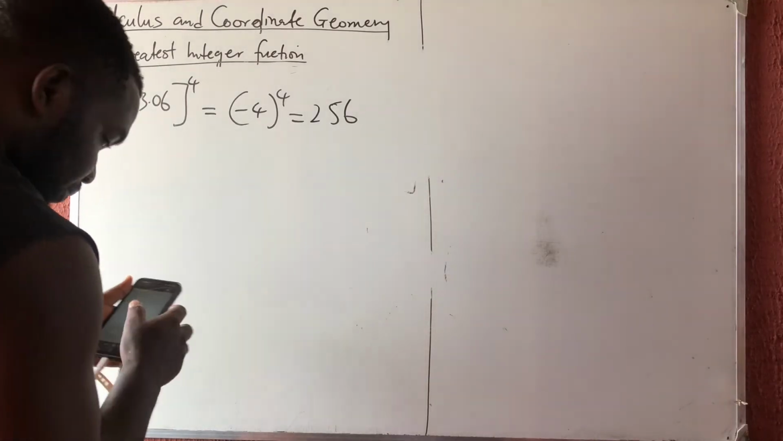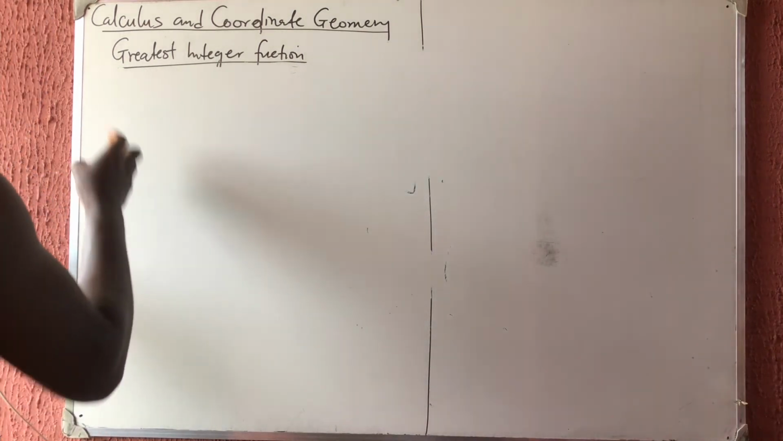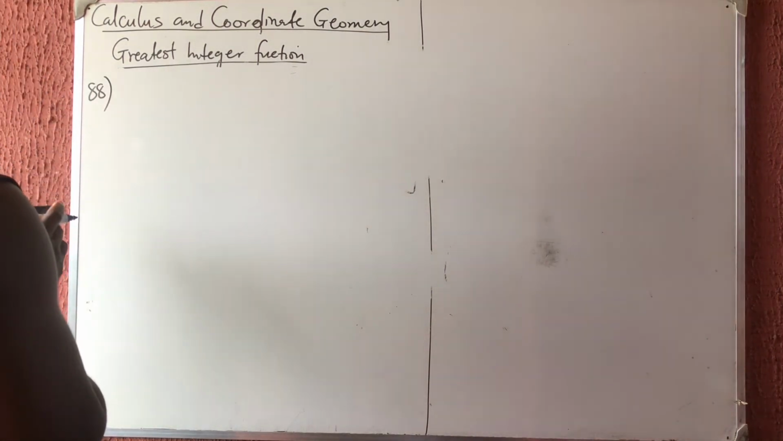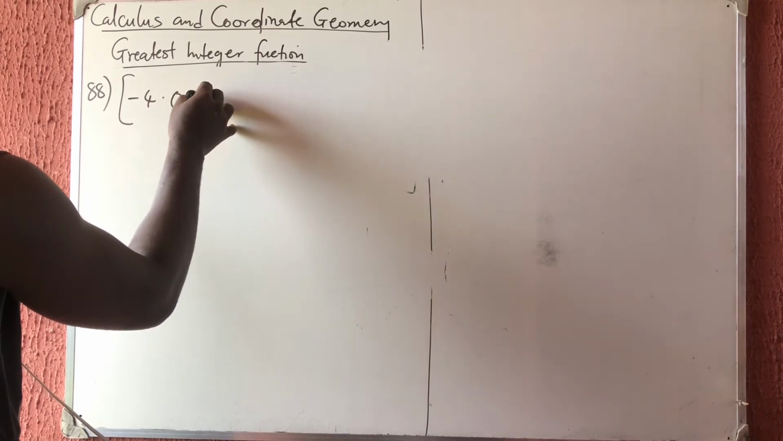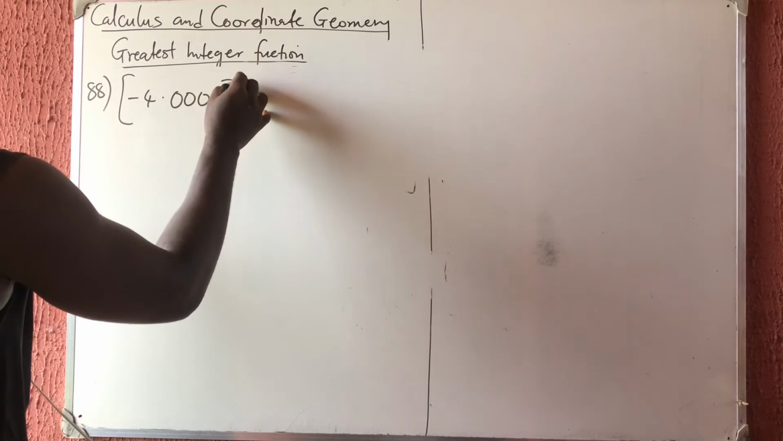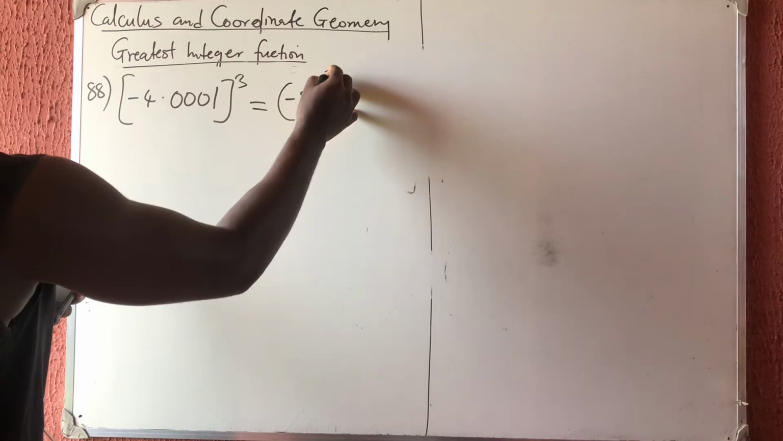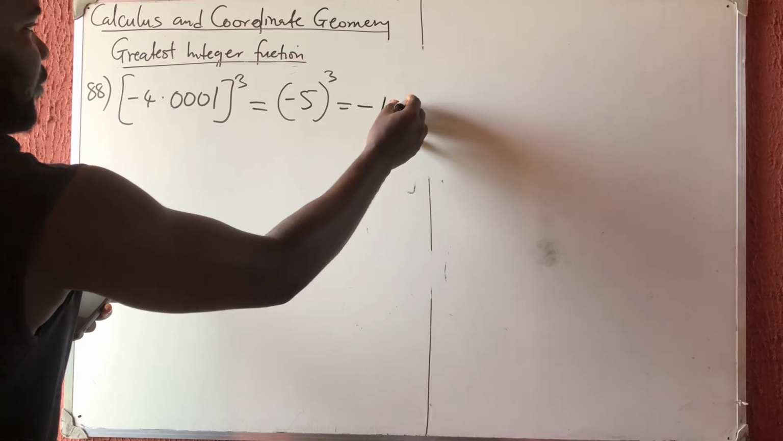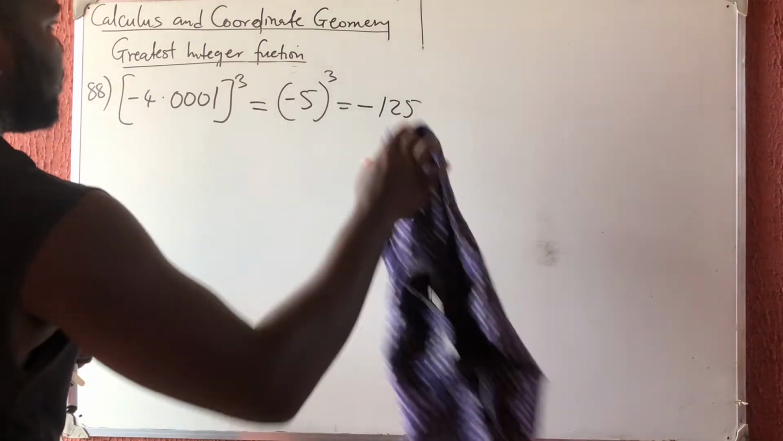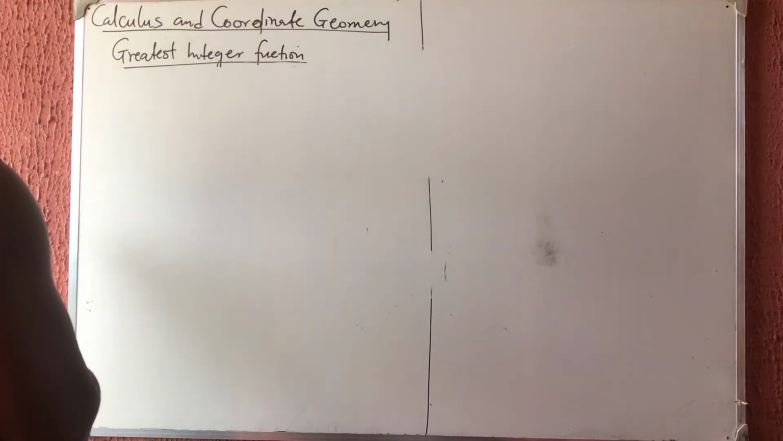The next question is question number 88. Question number 88 said: the greatest integer function of minus 4.0001 then raised to power 3. Like I told you, this is negative, so it's going to be minus 5 then raised to power 3. This is an odd number, so the minus will remain. 5 raised to power 3 is 125. So you see, it's very simple. Like I told you, the greatest integer function should be the first thing you solve in your exam because it's very easy.